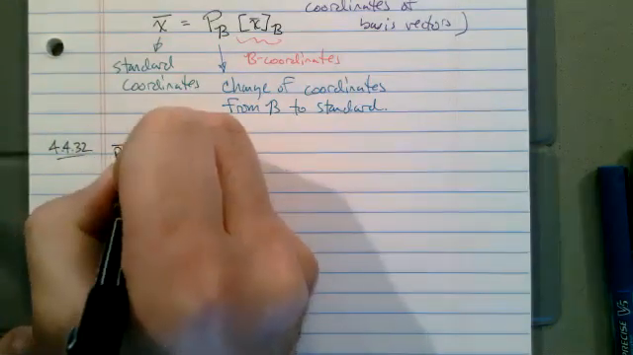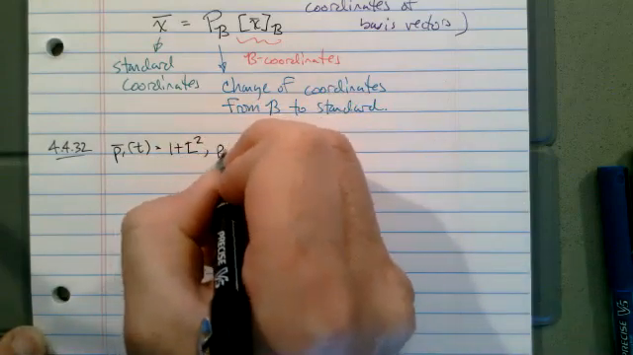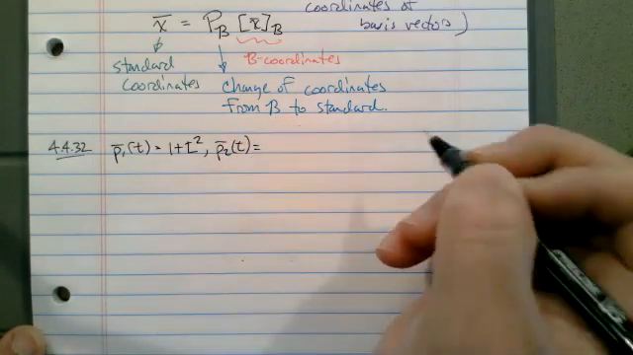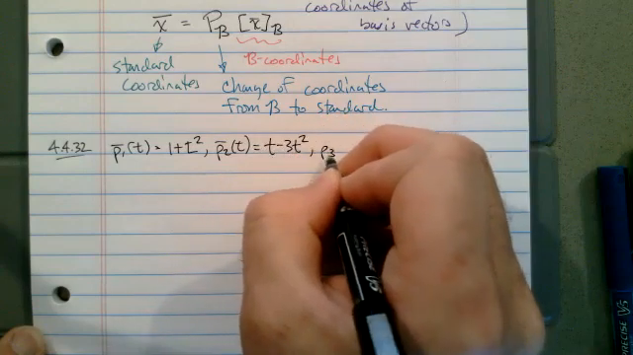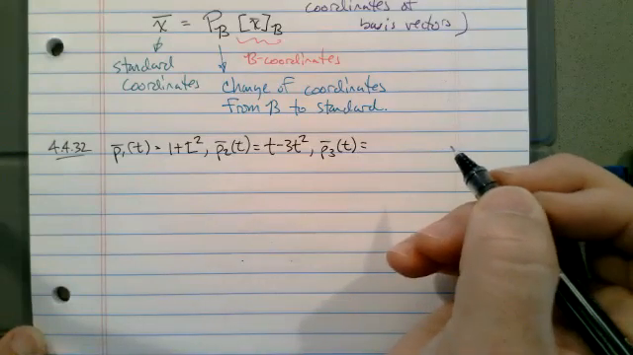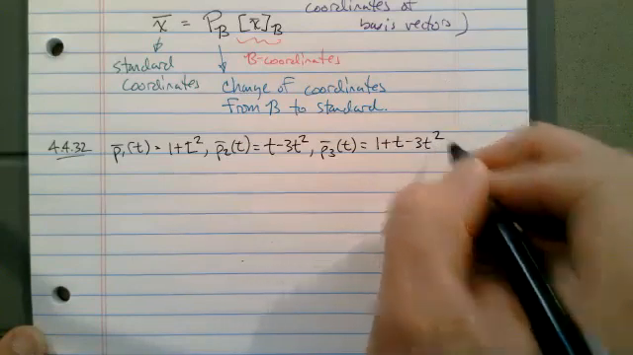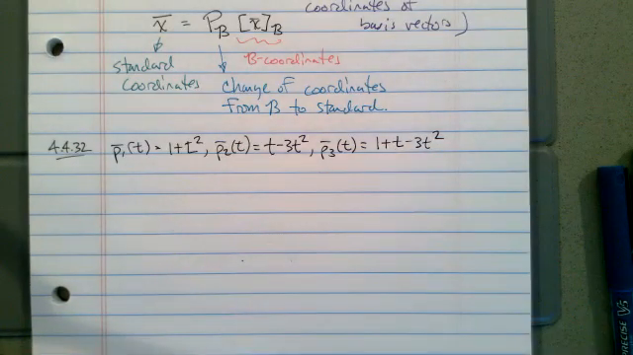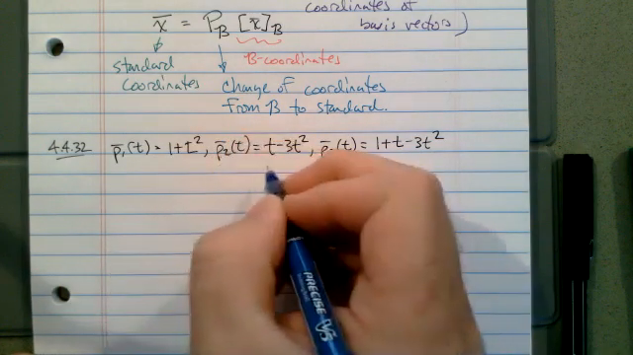We've got P1 of t is going to be 1 plus t squared. P2 of t is t minus 3t squared. And P3 of t is 1 plus t minus 3t squared. All right. So what we want to do is look at the coordinates of each of these vectors relative to the standard basis for capital P2. So we want to write these as coordinate vectors relative to the standard basis.